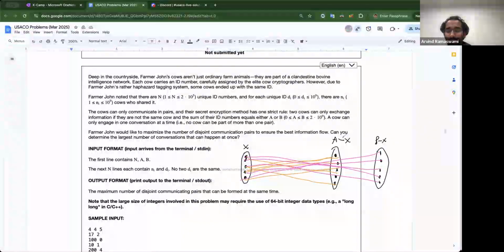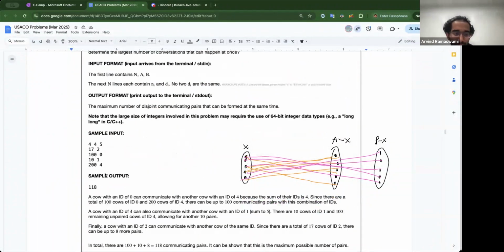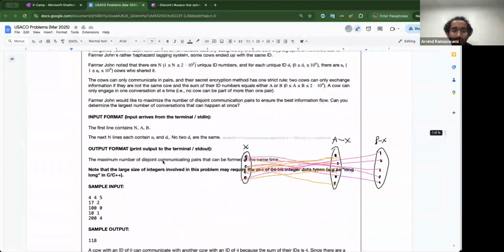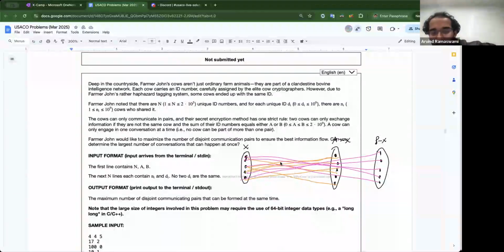And then the problem is asking you to find the maximum matching. So basically, you want to find the maximum number of connections so that no two are touching each other, right? So this is a sample case. So you want to maximize the total number of connections that can be made.